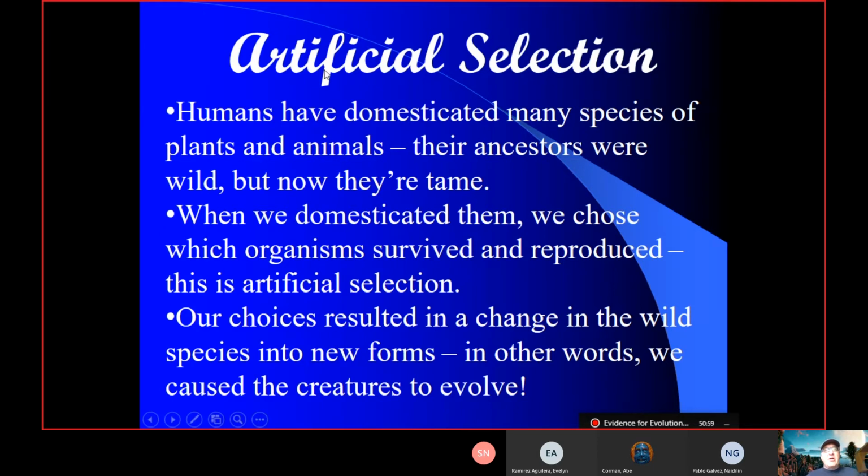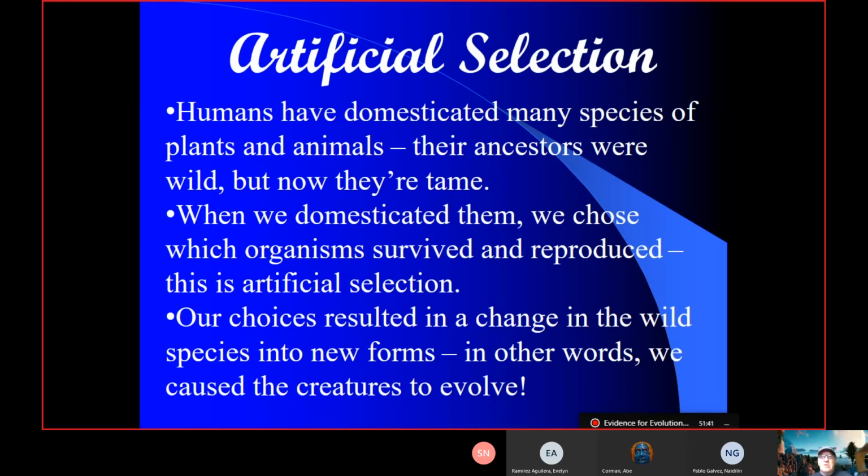So Darwin did know about artificial selection and talked about it quite a bit in his book. So, people have domesticated many species of plants and animals. In other words, their ancestors were wild, but now they're tame. We have domesticated them. When we domesticated them, we chose which organisms survive and reproduce. We acted just like natural selection, except it was humans making the choice. So we call it artificial selection. We made the choice. We selected which creatures were going to survive, which ones were going to reproduce.